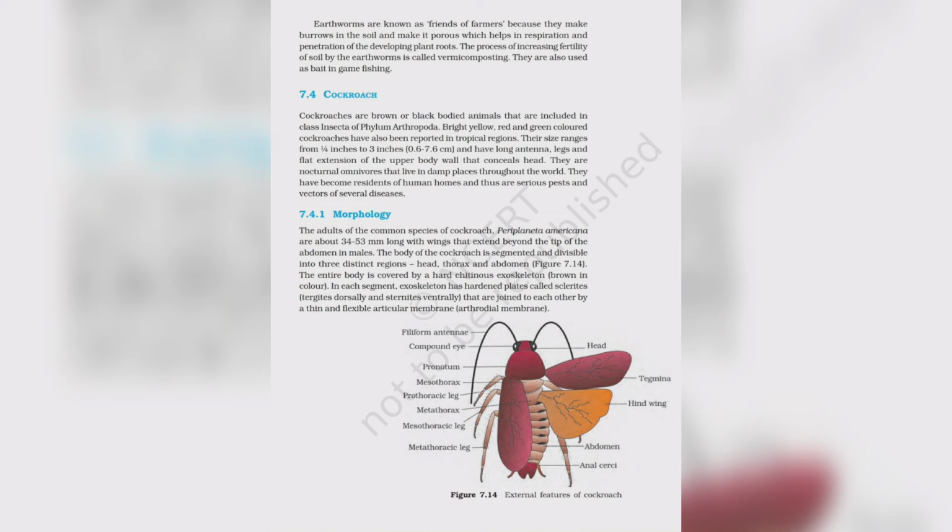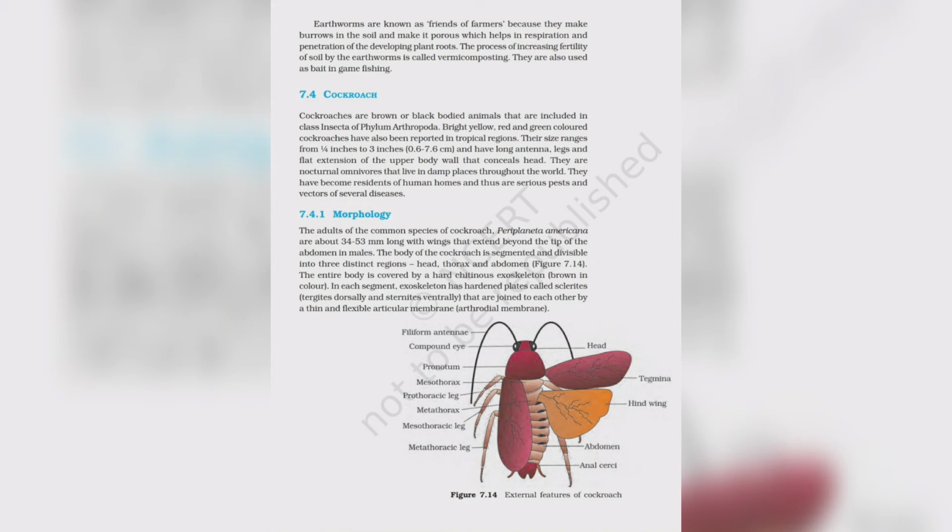7.4.1 Morphology. The adults of the common species of cockroach, Periplaneta americana, are about 34 to 53 mm long, with wings that extend beyond the tip of the abdomen. The body of the cockroach is segmented and divisible into three distinct regions: head, thorax and abdomen. The entire body is covered by a hard chitinous exoskeleton. In each segment, the exoskeleton has hard plates called sclerites that are joined to each other by a thin and flexible articular membrane.